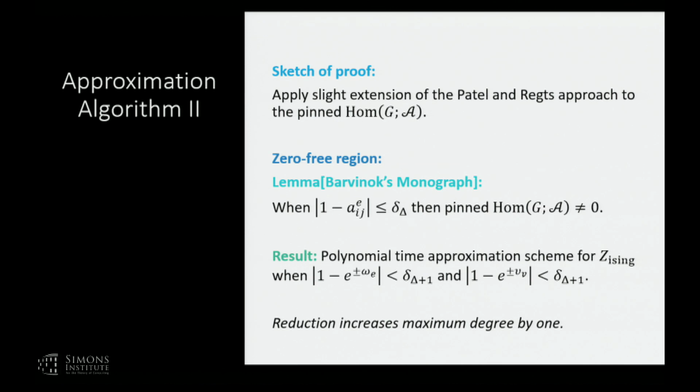Okay, so to sketch the proof quickly, we apply a slight extension of the Patel and Regts approach to pinned graphs. The proof basically follows directly; we just have to allow pinning vertices to particular spins. I went about proving a zero-free region for the pinned case, but in Sasha's monograph the proof is actually by induction on pinned vertices, so I didn't have to do any work, which is great. This result gives us a polynomial-time approximation scheme for the Ising model with these weights, and we just get an extra +1 in the maximum degree from adding an edge to every vertex to give the field.